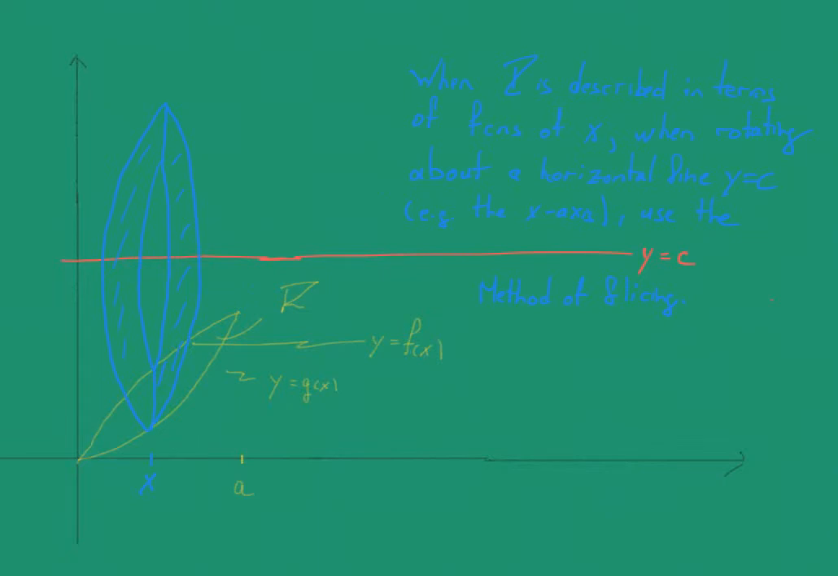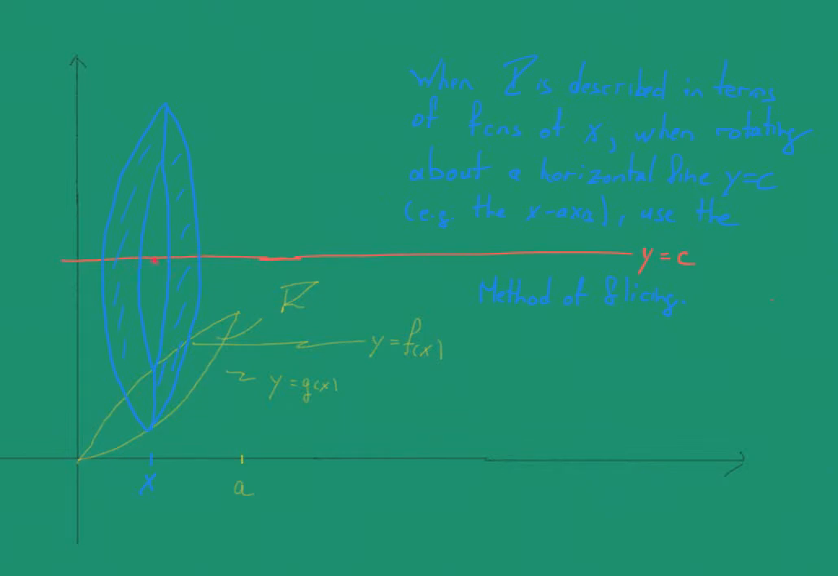Notice that because our region R is described in terms of functions of x, when trying to find the area of this slice, which is what I would want to do when using the method of slicing, I'll be able to find this distance here in terms of x. It's going to be the distance from c to whatever this y value here is, which is going to be f of x. That distance is c minus f of x.